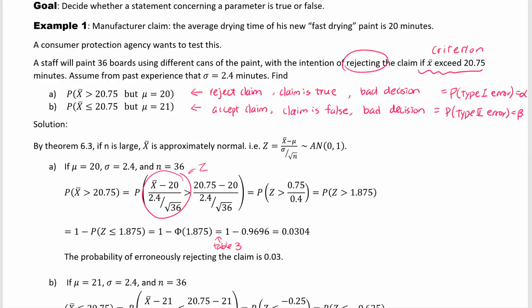Okay, so 1 minus 0.9696 is 0.0304. So this is the probability of the type 1 error. The probability of erroneously rejecting the claim is 0.03.